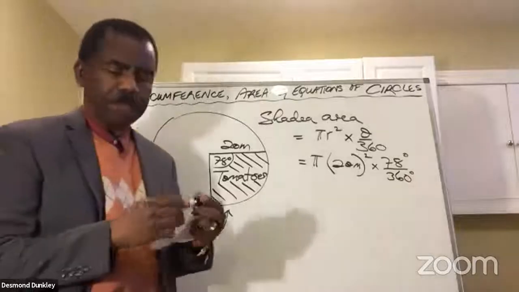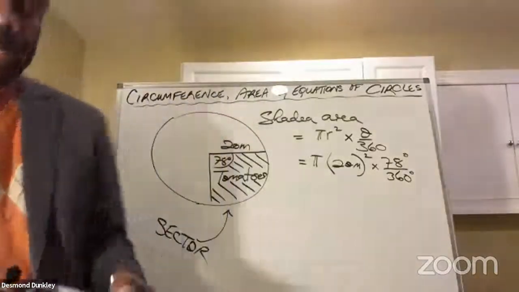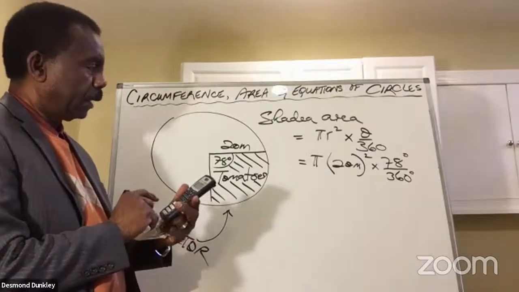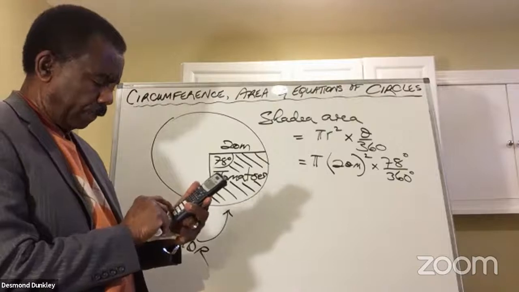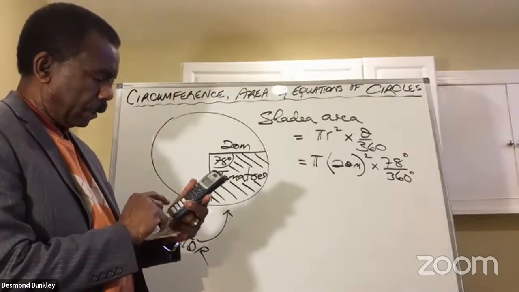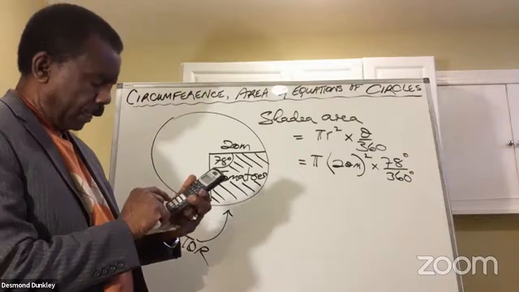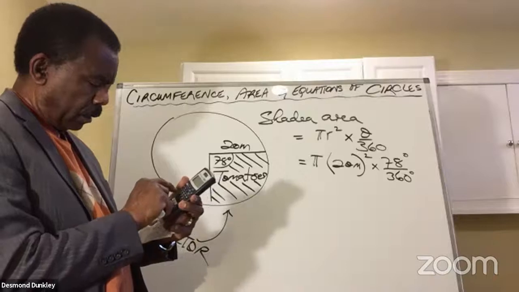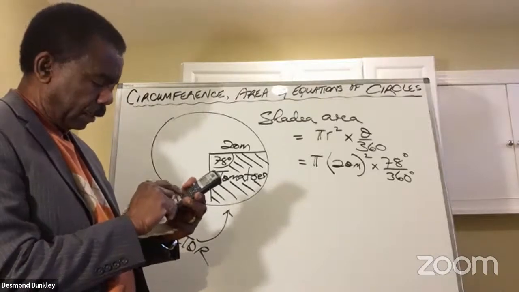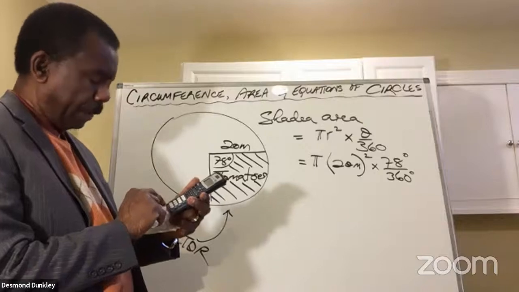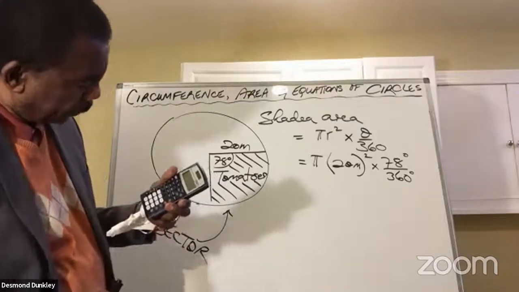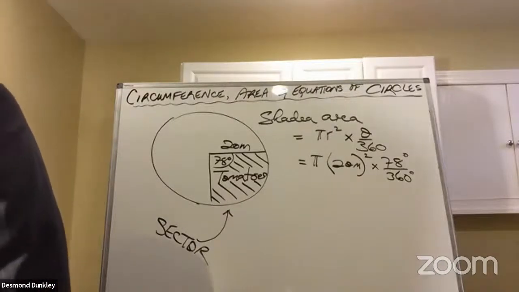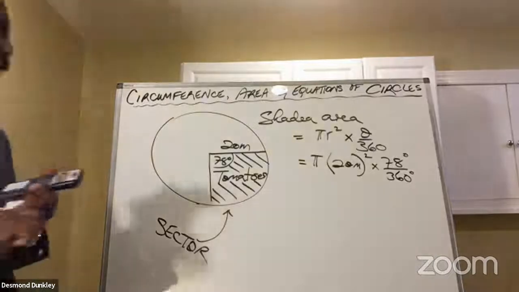Okay? And then all we have to do is to get our calculator and let our calculator do all this work for us. And let's see what we end up with. So 20 squared is 400. Okay? Times 78 divided by 360 and multiplied by pi. And that works out to be 272.27.